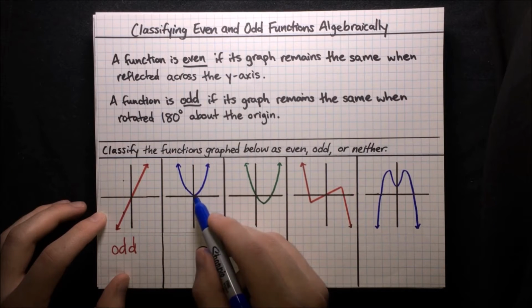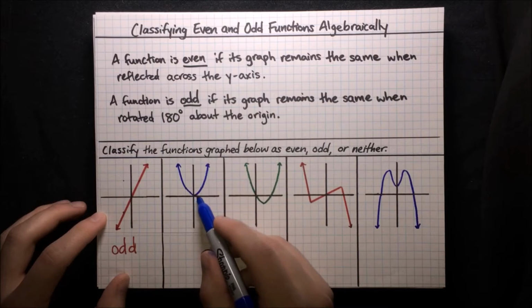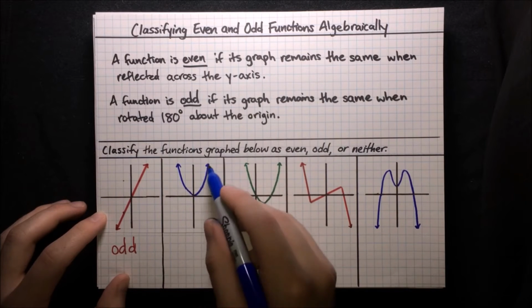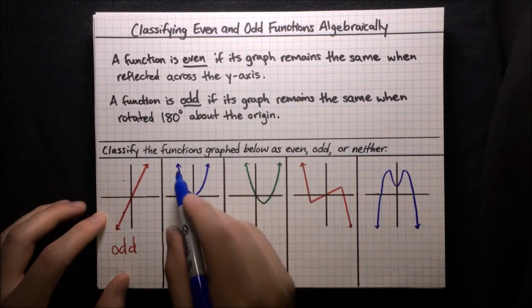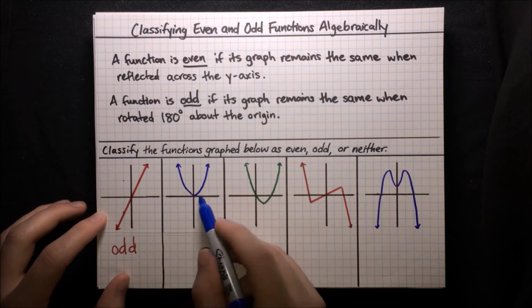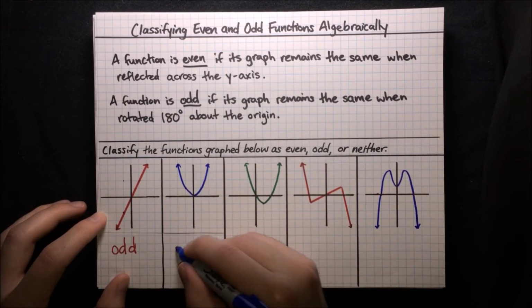So yeah, the graph is symmetric about the y-axis. When we reflect it, the side along the positive x-axis will fall on the side along the negative x-axis and vice versa, so the function won't change at all. So yeah, this function is even.